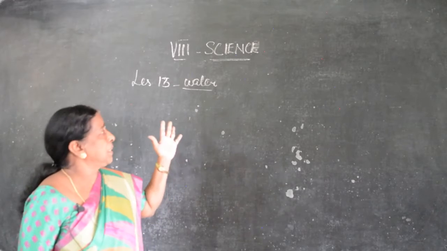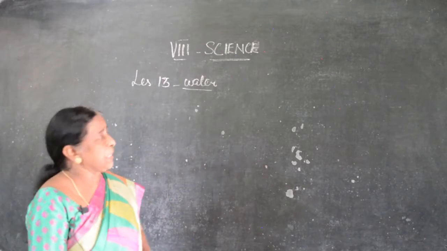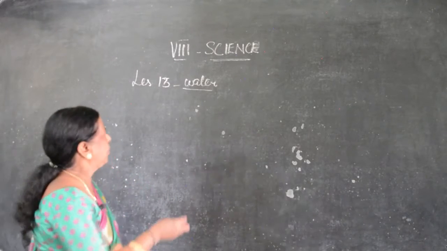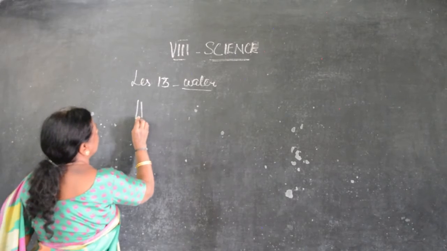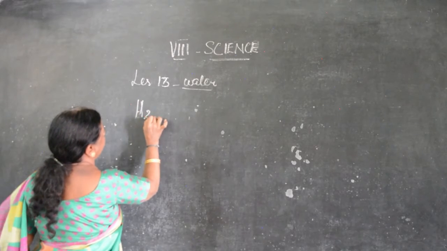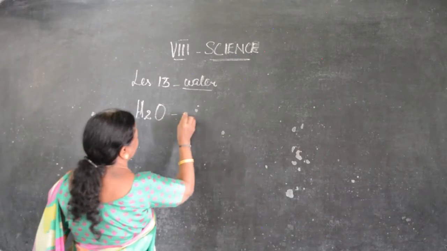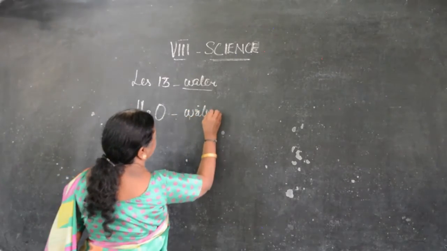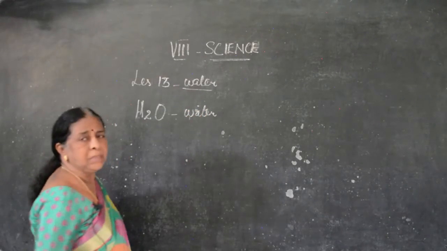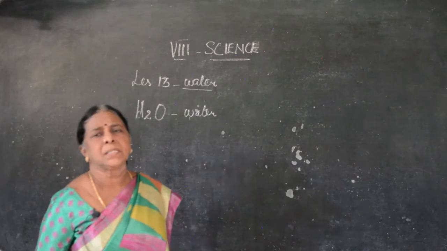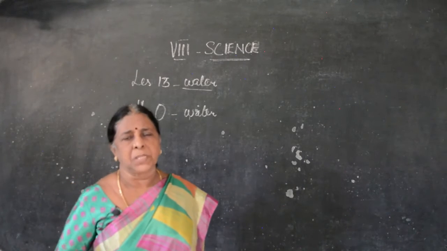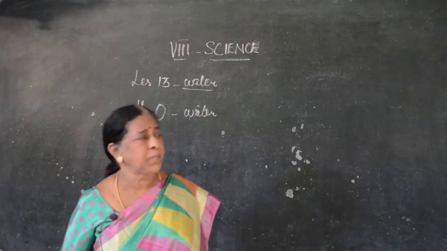That is lesson number 13, water. So we know from the earlier classes, what's the formula for water? H2O: two atoms of hydrogen and one atom of oxygen combined together become water. In the lower classes we would have studied how water is prepared in the laboratory.